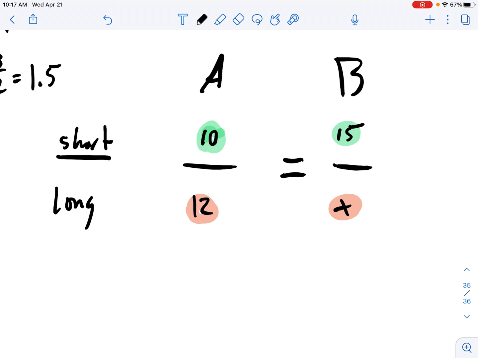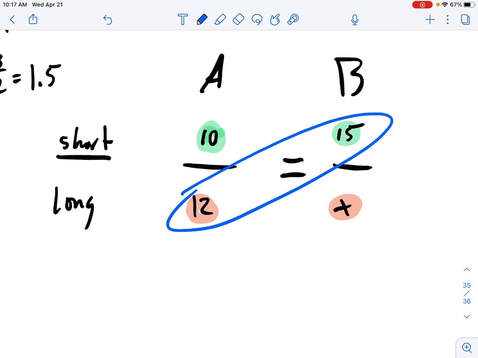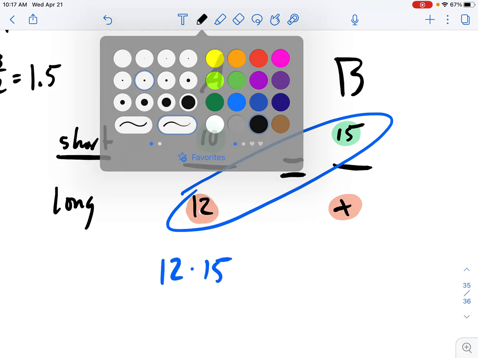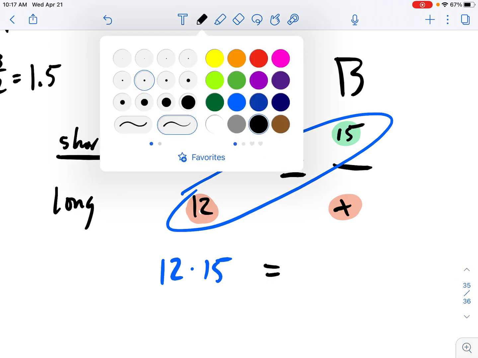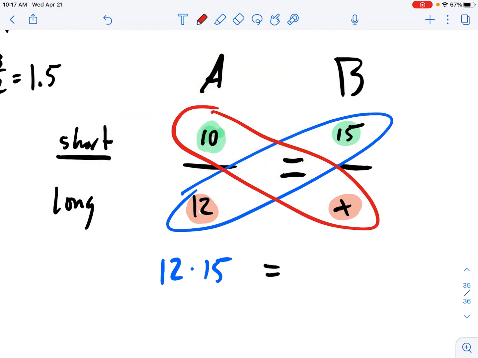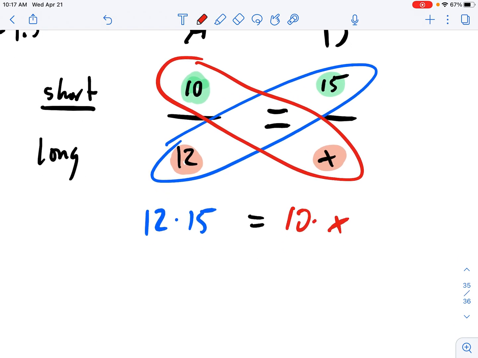So here, let me use different colors again. We'll have 12 and 15, right? So the cross products, 12 times 15, and then we have 10 times x. You multiply the diagonals like that, right? And 10 times x is just 10x. 12 times 15, if you need to use a calculator, you can.